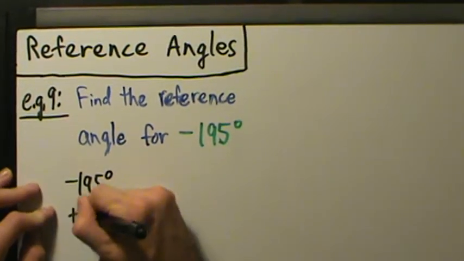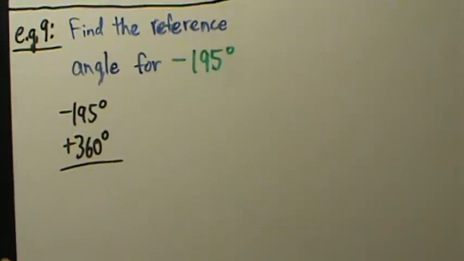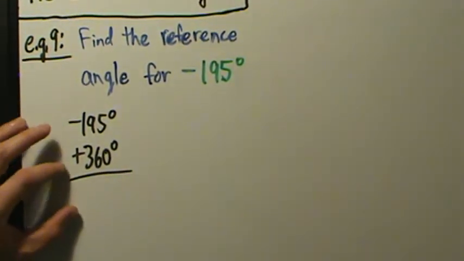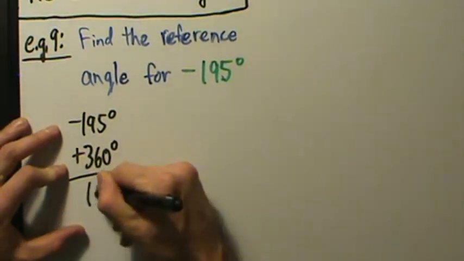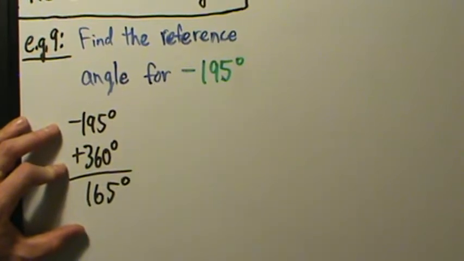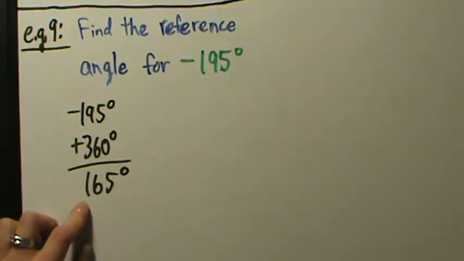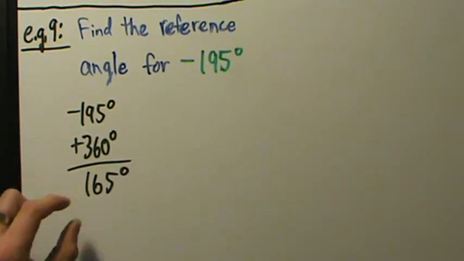Since it's negative, we want to add 360 degrees as much as we need to get our coterminal angle between 0 degrees and 360 degrees. So if we take 360 and add negative 195, what we're going to get is 165 degrees. Okay, so now what? Well, now 165 degrees, is that between 0 degrees and 360 degrees? Yeah, it is, right? So that's good. Now we can draw that.